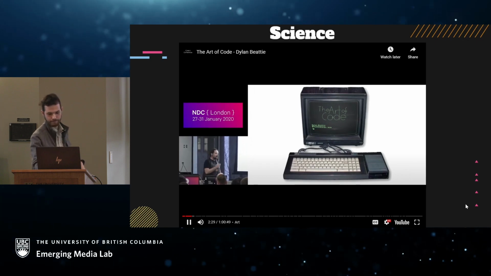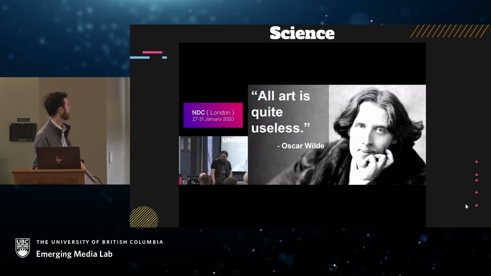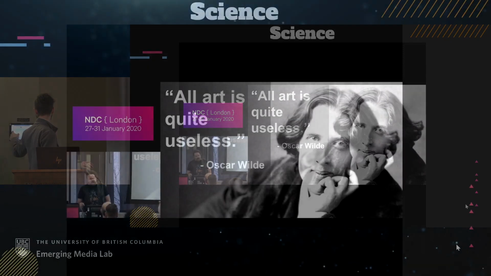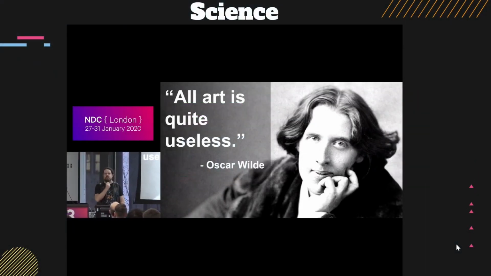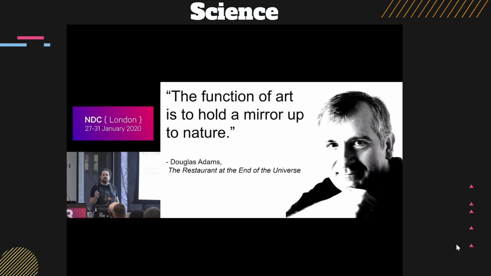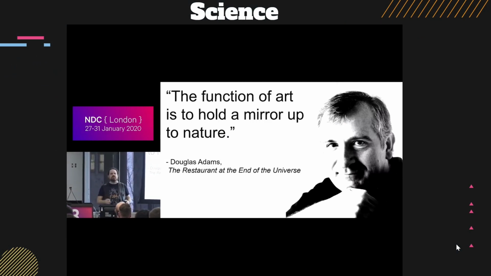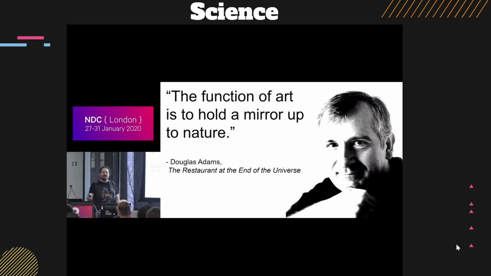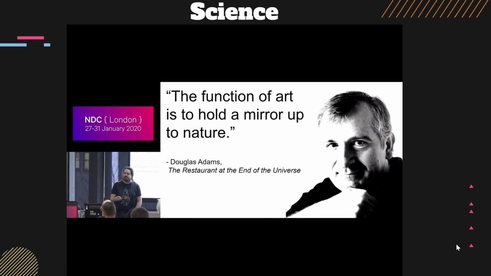I am going to talk to you about art. And all art is quite useless, says Oscar Wilde. Now, I don't entirely agree with this quote. I like this quote a lot better. The function of art is to hold a mirror up to nature. And if we want to use art as a tool to explore and understand the world around us, we can hold a mirror up to it. But before we can do that, we need to invent the mirror. And that is where science and technology and engineering come in.